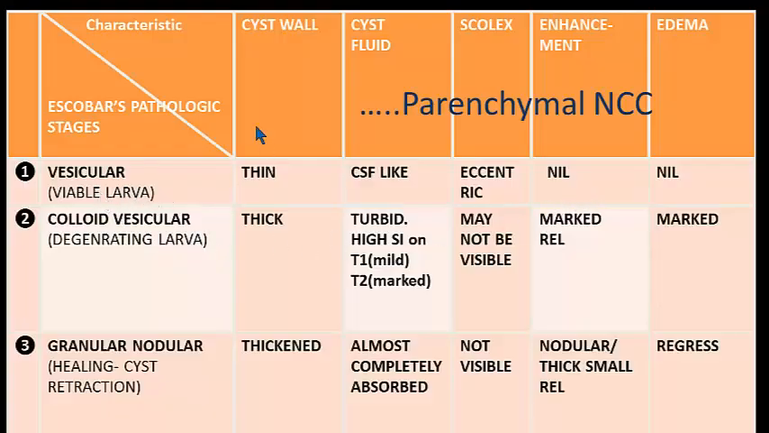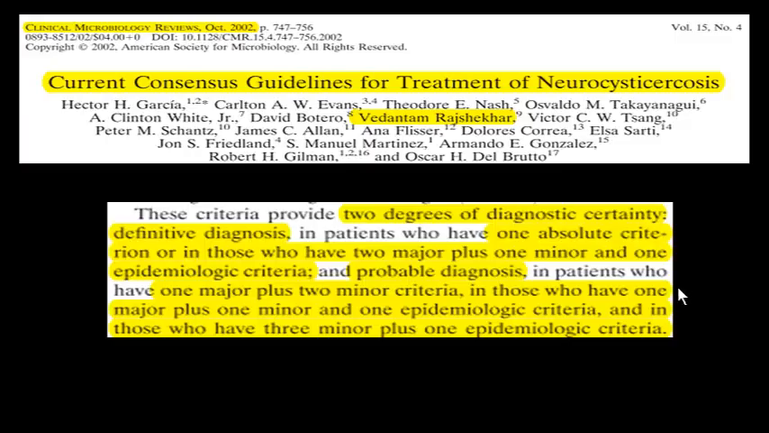If I take the vesicular lesion, there will be a thin cyst wall, CSF-like density, eccentrically placed scolex with no enhancement and edema. In colloid vesicular stage, there will be thick, turbid, high signal intensity on T2. Scolex may not be visible at this stage. The enhancement will be marked and the edema will be marked.